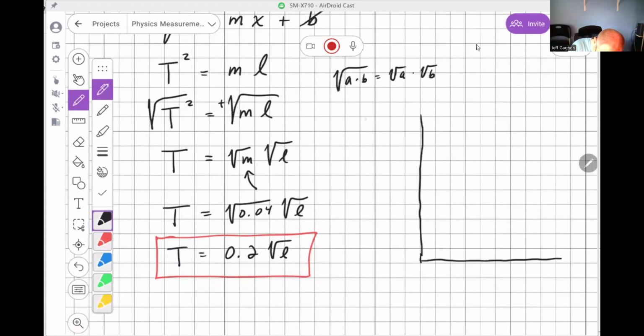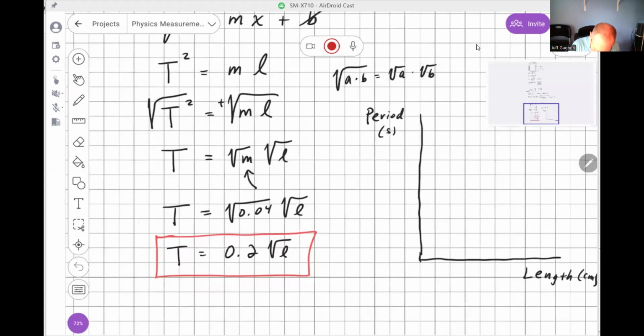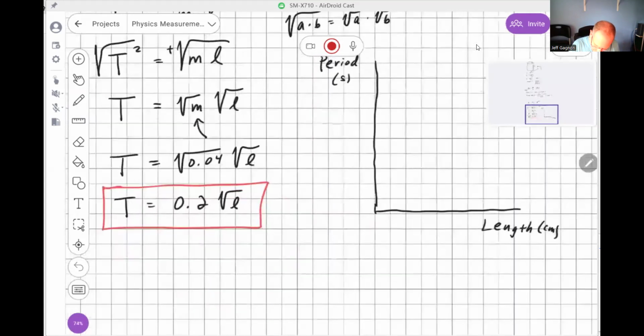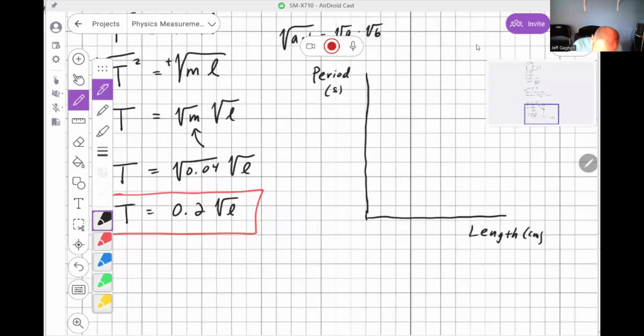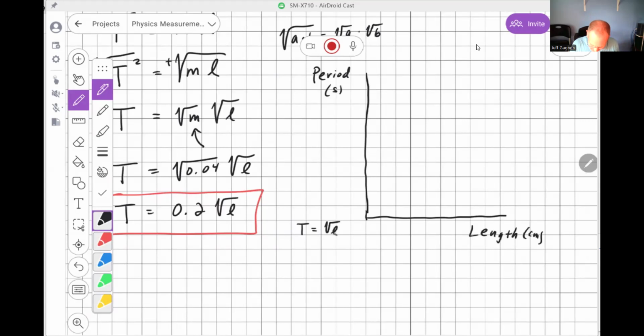So I'll plot period versus length. Right, this is in centimeters. Period is in seconds. And let's assume, let me make some more room here. Let's assume that my equation, just to make it easier, is t equals square root of L. Okay, so instead of 0.2, I'll just have a 1, just to make this a little easier.